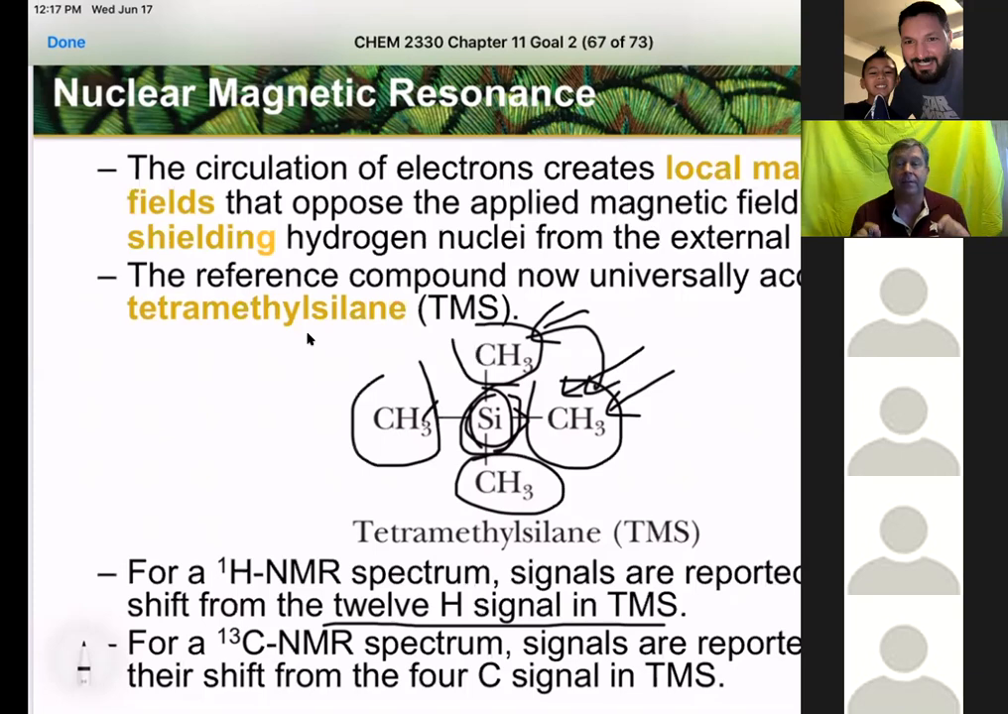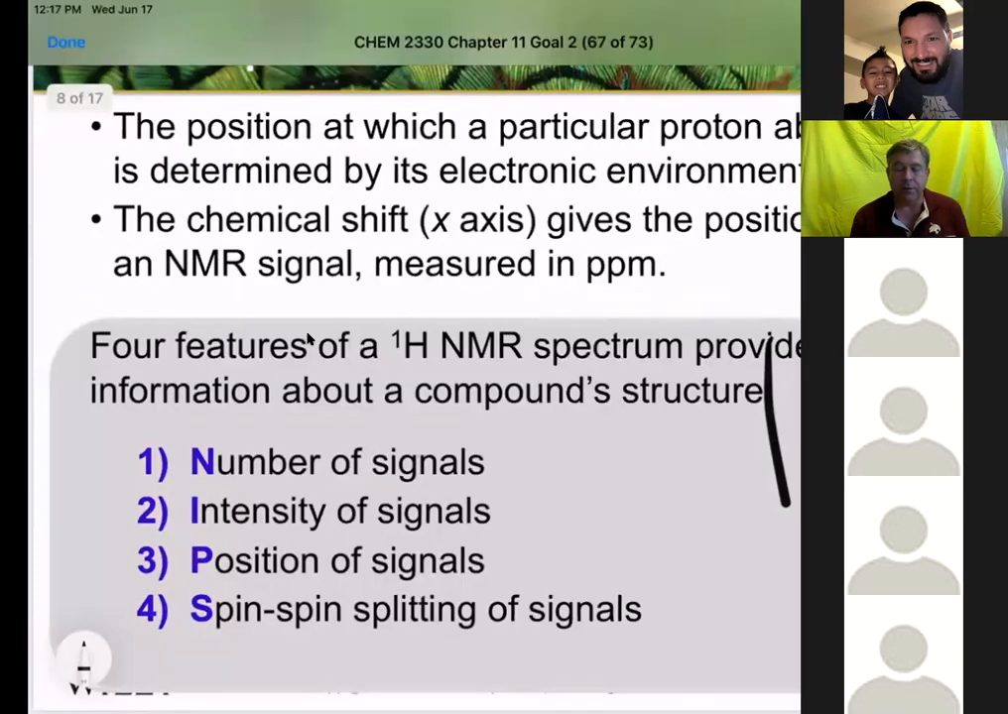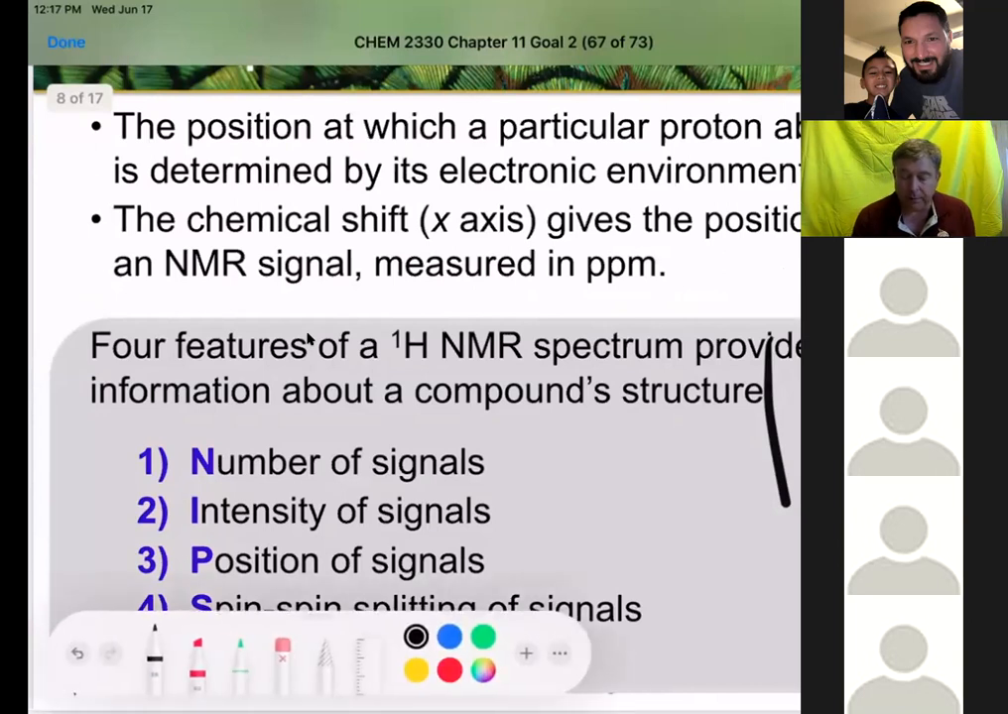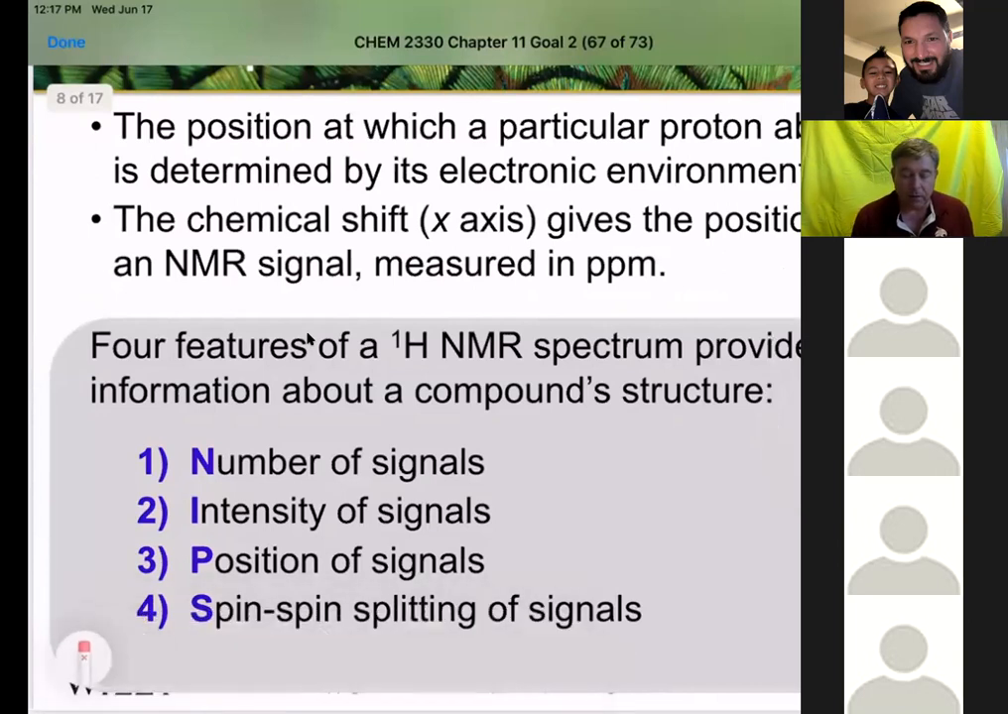All right, now let's condense it down into the most important things, okay? So the most important thing is what I like to call spin, okay? So it's an acronym that tells you the 4 things you look for in every proton NMR. In carbon NMR, we're only gonna look at 2 things, which is number of signals and position of signals. But right now, in proton NMR, we're gonna look at 4 things.